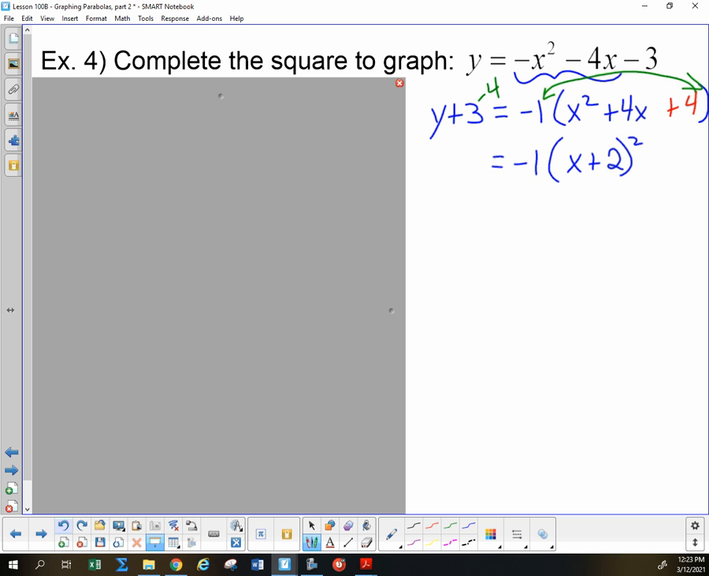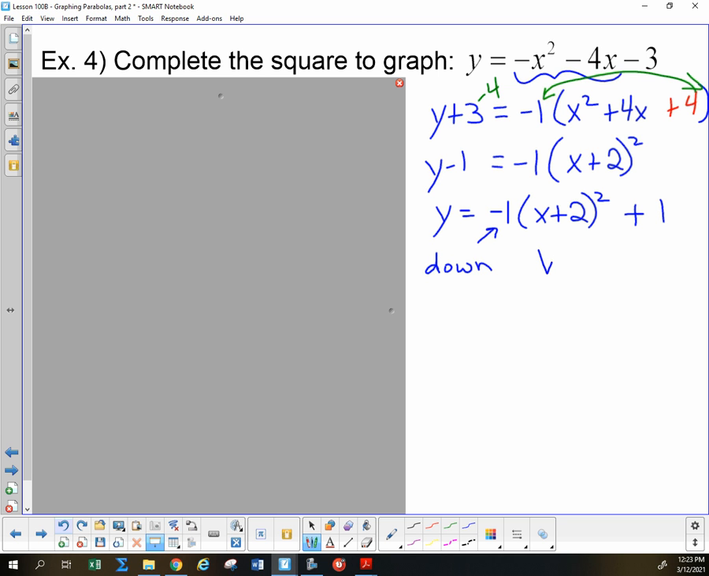So what that leaves me with is y minus 1 over here. So now my vertex form is y equals negative 1 times the x plus 2 squared, and then when I bring it over on the right, a plus 1. So this tells me that it opens down.